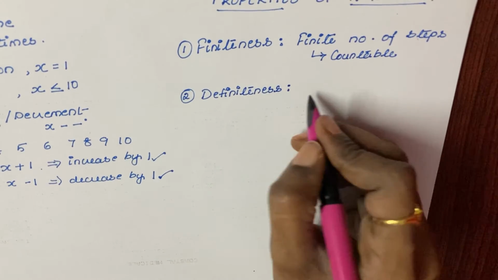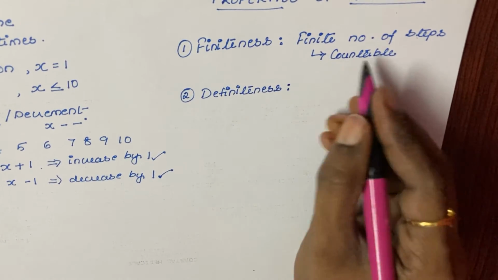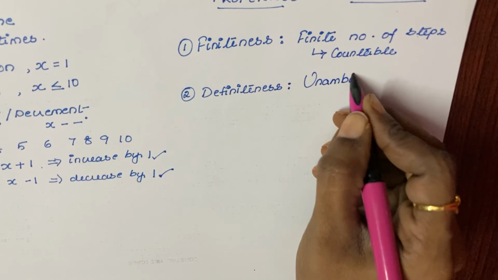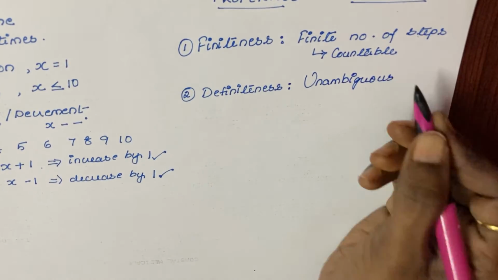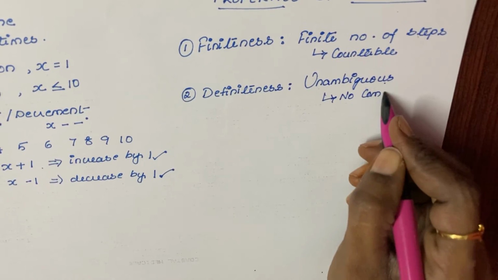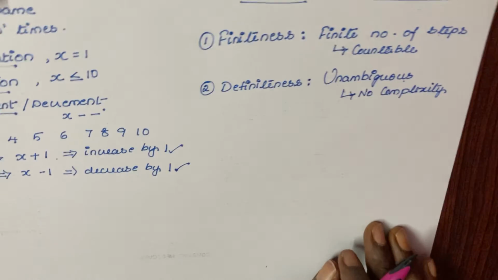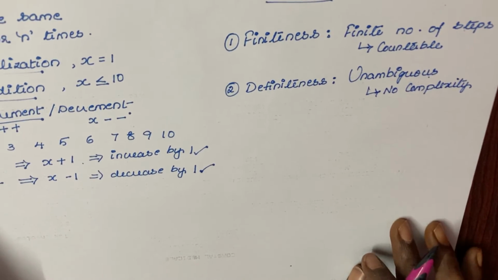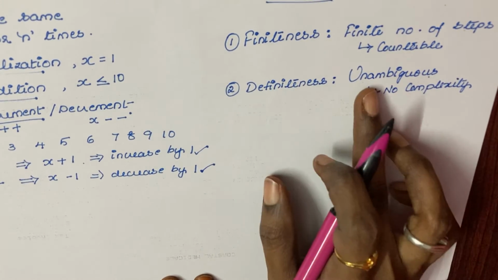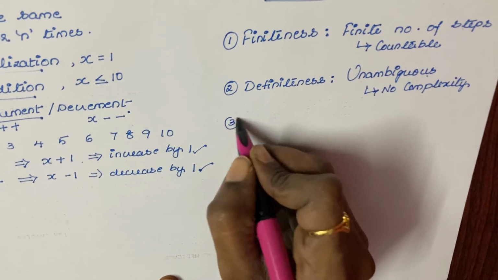Definiteness means there will be no confusion or complexity in writing the algorithm. That is stated as unambiguous. The meaning of unambiguous is no complexity. Definiteness means we provide the algorithm in an unambiguous manner, writing the steps of the algorithm without any complexity.